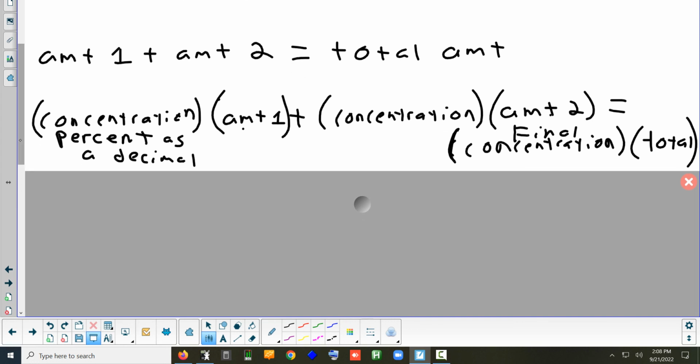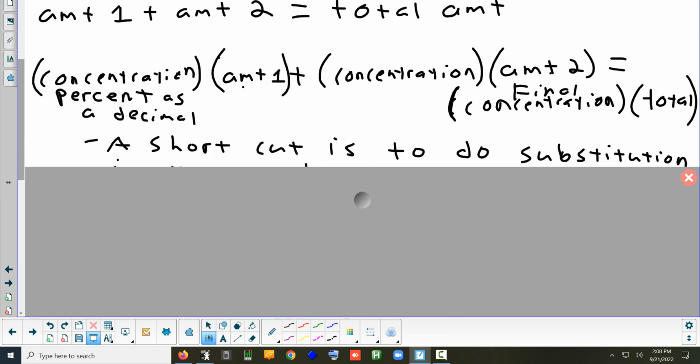Okay, so let's try a mixture problem, and then that will finish up solving linear equations.